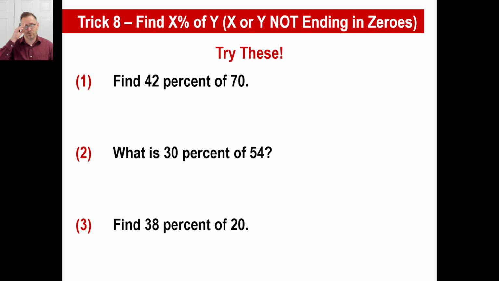Try these. Go ahead and pause it and try those 3. Okay, same thing. We got 0.42 times 70. Forget all that jazz. 42 times 7, that's what you're looking at. 40 times 7 is 280. 2 times 7, 14. 280 plus 14, 294. Of course, we want 29.4.